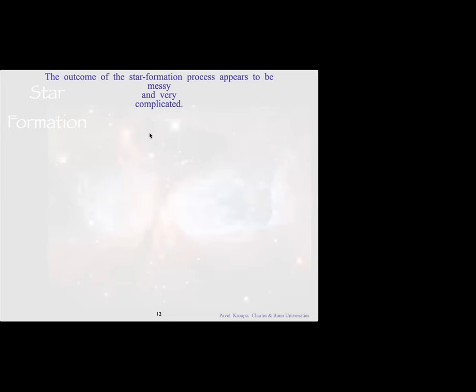Therefore, it is easy to argue that star formation is stochastic. Things just happen in a galaxy stochastically, randomly, more or less. And that's what is often used today in computer simulations of galaxy formation, this simple ansatz to say that star formation is stochastic. But the challenge of the researcher is to find whether there are patterns and rules in this apparent mess.